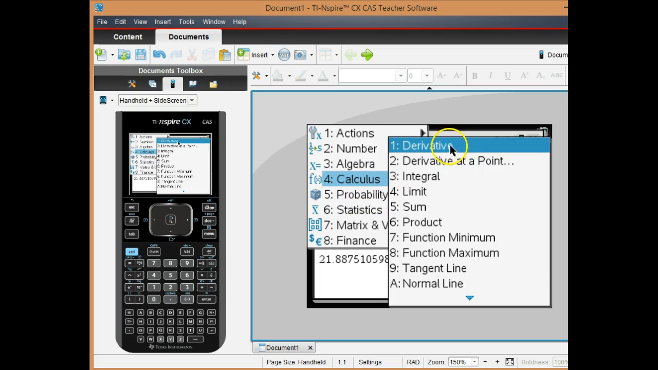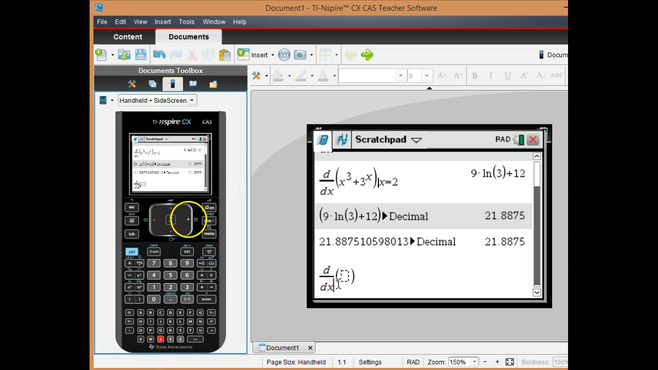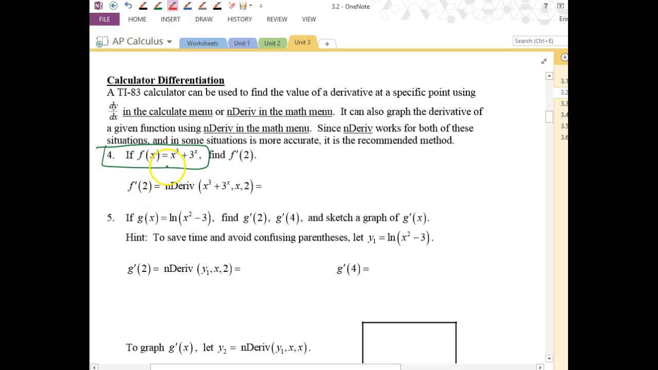And the very first option is to take a derivative. Okay, and it pops it down into the derivative notation. So you have to understand this derivative notation to really do this correctly. If I have d dx, that's going to be the variable usually that you're going to see. And we're doing question number 4 on your review, guys. Do you see that? So for question number 4, we're going to derive x cubed plus 3 to the x.